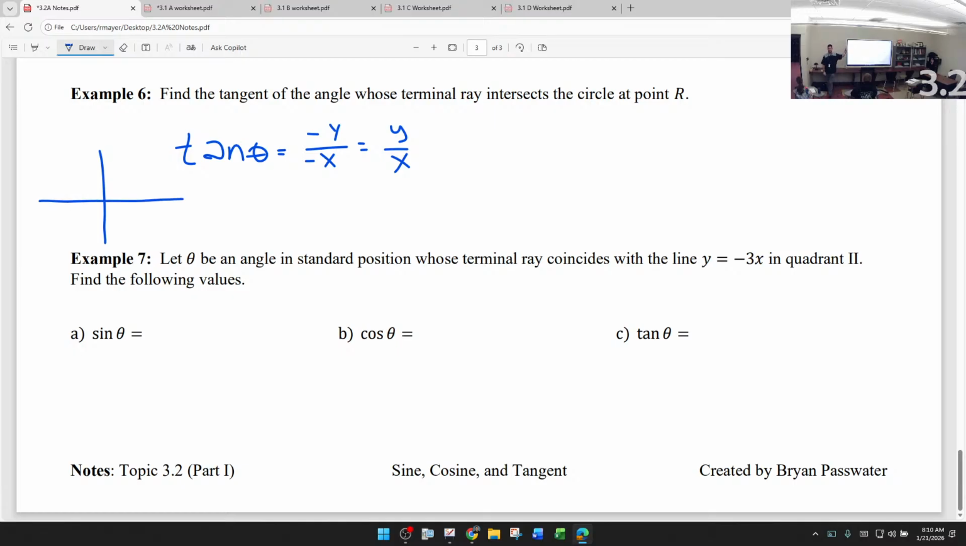Negative 3x, down 3 over 1, with a y-intercept of 0. So down 3 over 1, but I don't think I need that many. What quadrant? Oh, it's in quadrant 2. So if I go down 3 and over 1, I'm in quadrant 4. I don't want to do that. So now I want to go up 3 over 1.